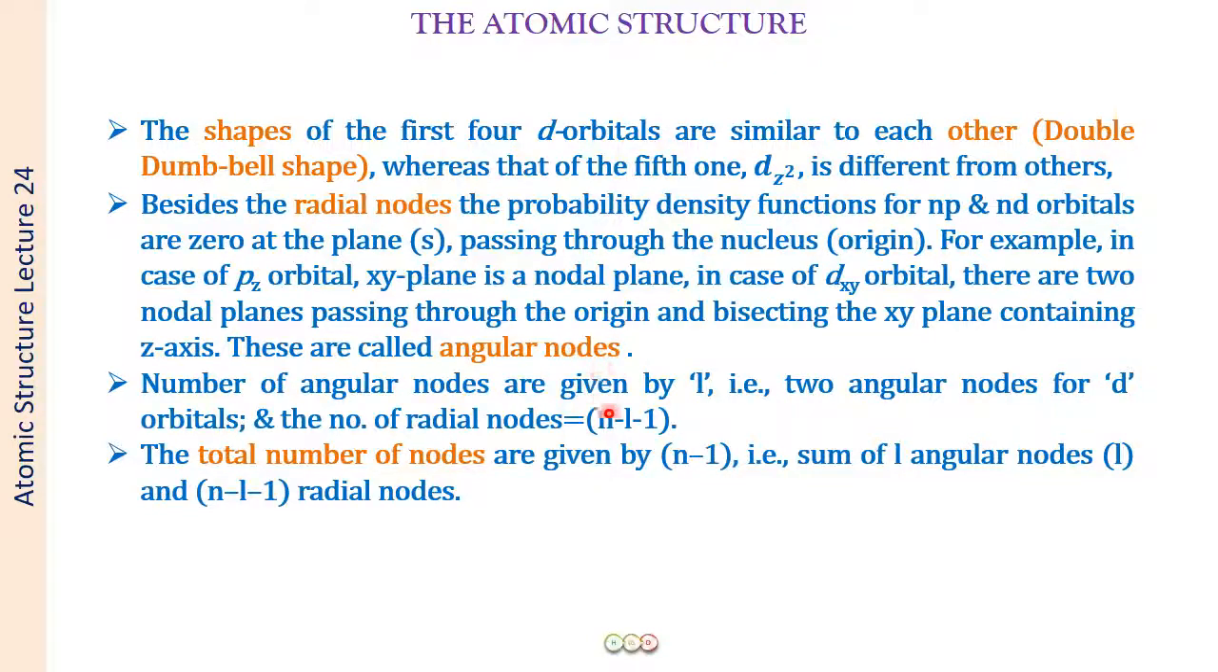So you can put in the formulas and calculate the nodes for the various orbitals, and this is one of the questions which is frequently asked in examinations also. So the total number of nodes is given by n minus 1, that is the sum of the l angular nodes and n minus l minus 1 radial nodes. I hope this is clear to all of you.